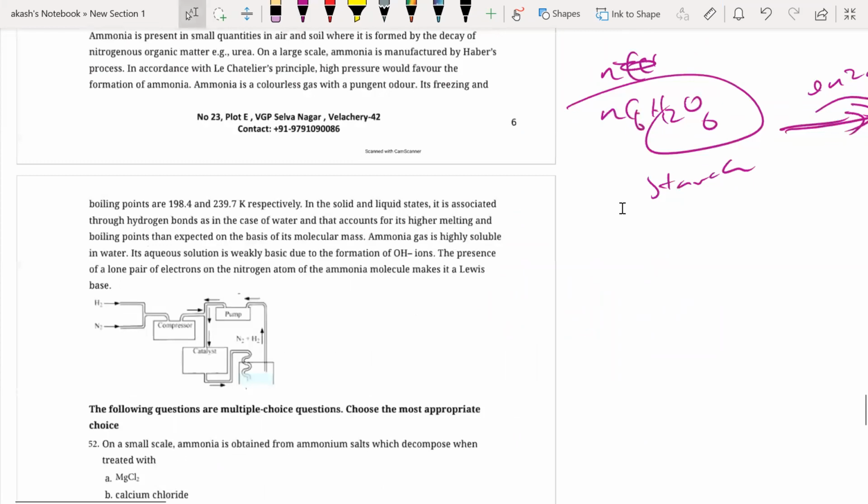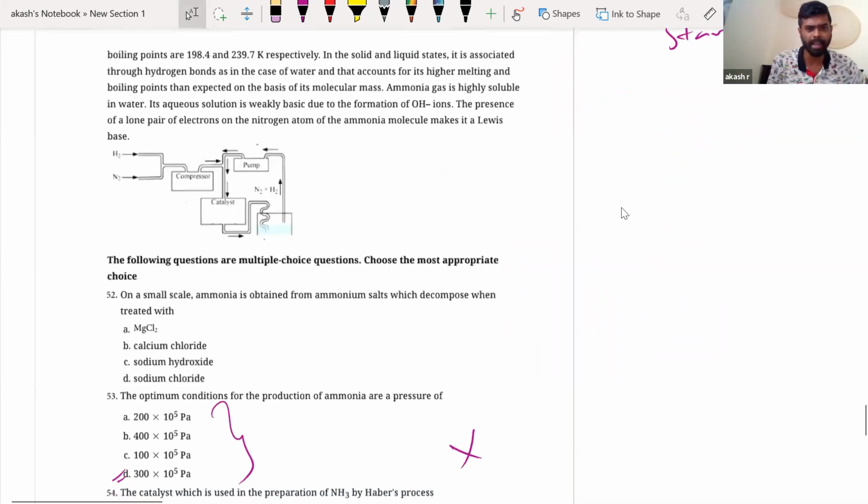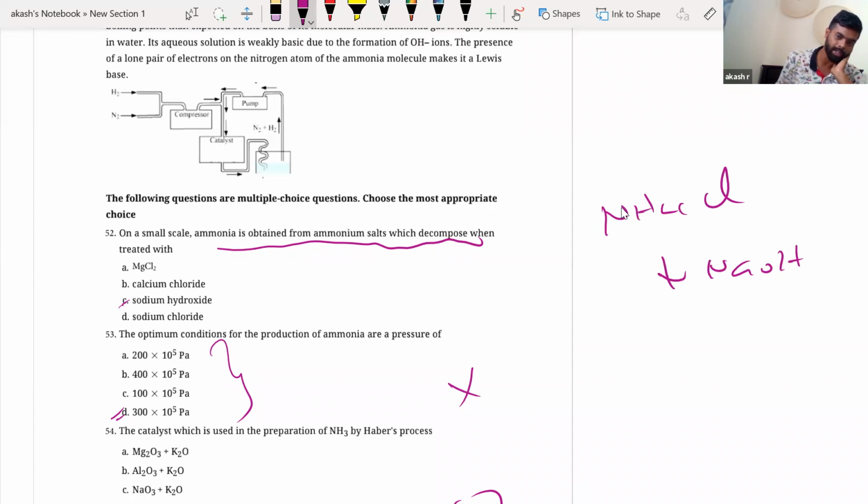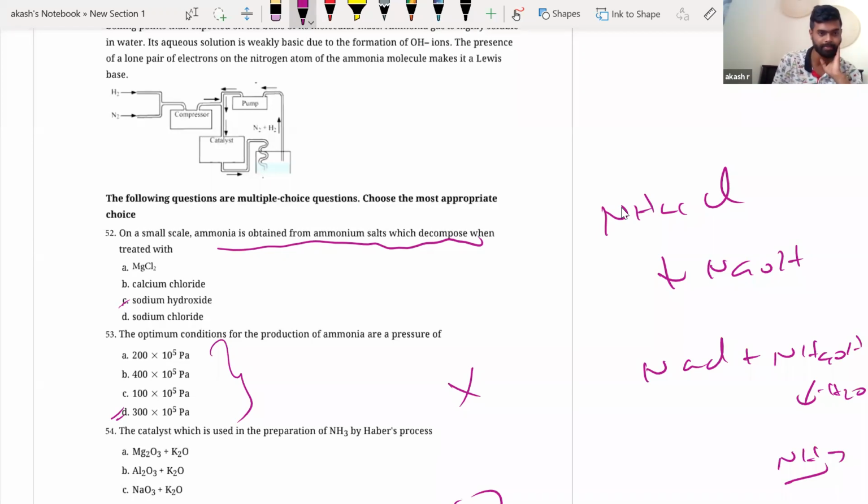Sir, 50 second, can you say the answer, sir? On a small scale, ammonia is obtained from ammonium salts which decompose when treated with, I think NaOH, sodium hydroxide. So you saw, right, ammonium salts with sodium hydroxide. For example, if I had NH4Cl and make it react with NaOH, I will have NaCl plus NH4OH, and from NH4OH I can remove a water molecule to form NH3. Yeah, it is NaOH, sodium hydroxide.